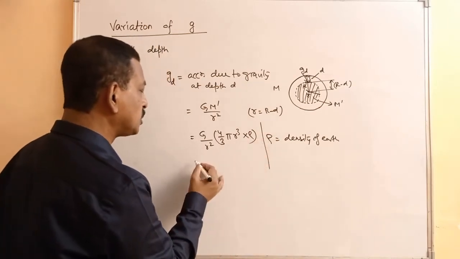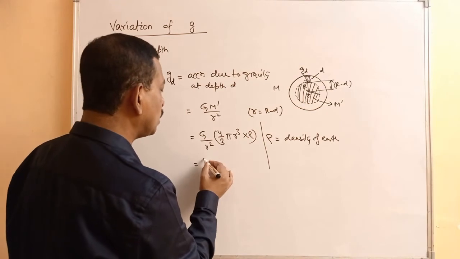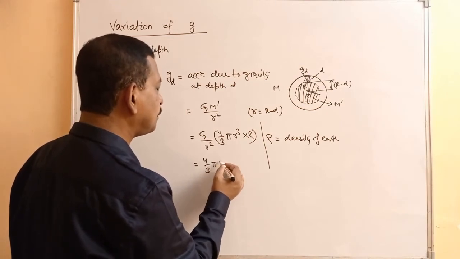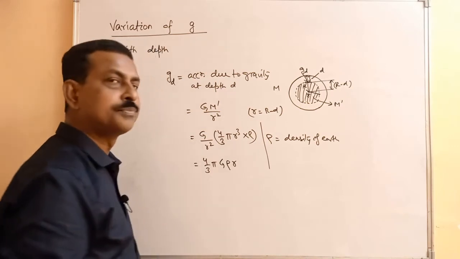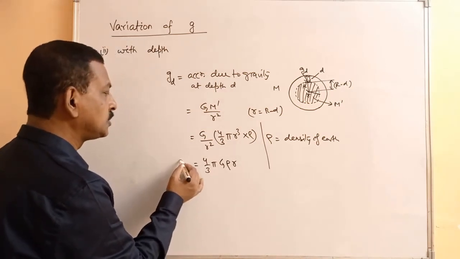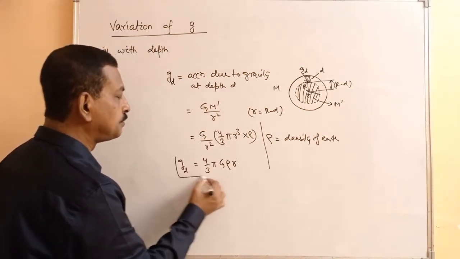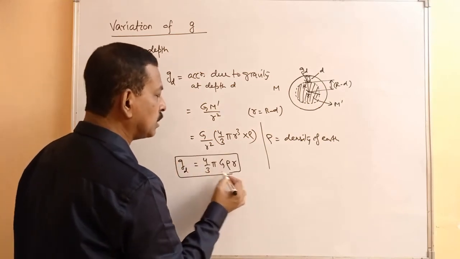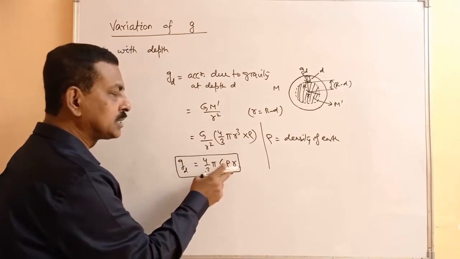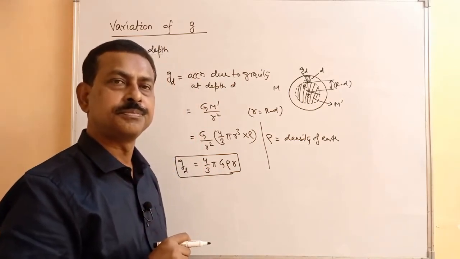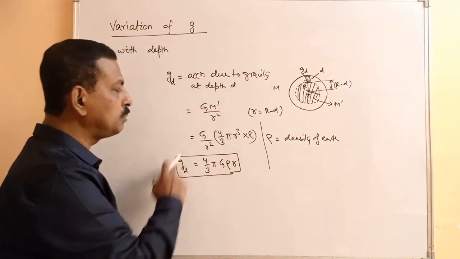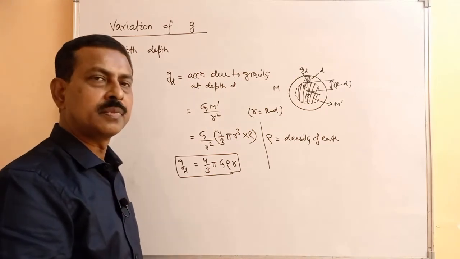So if you substitute here, what you will get is 4/3 pi G rho into r. This is the acceleration due to gravity at a particular depth, which is at a distance r from the center of the Earth. So this is another form in which it can be expressed.